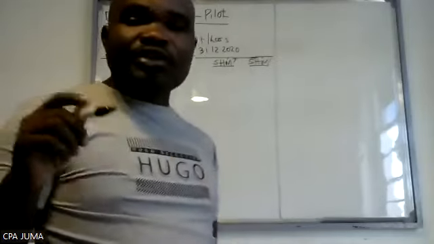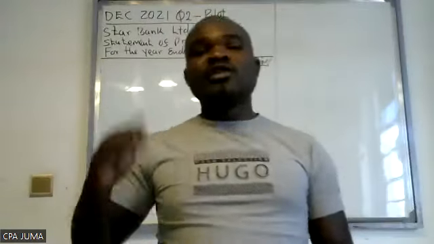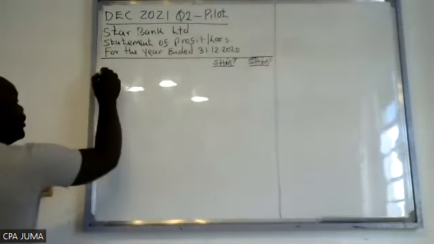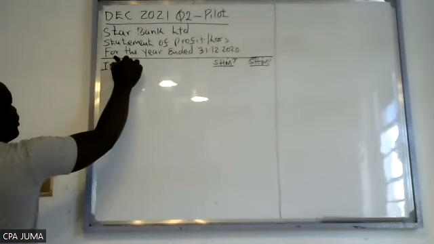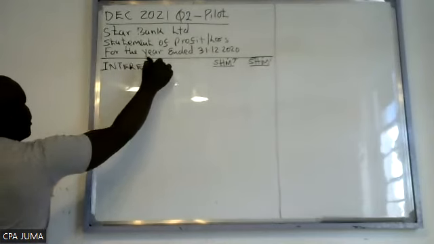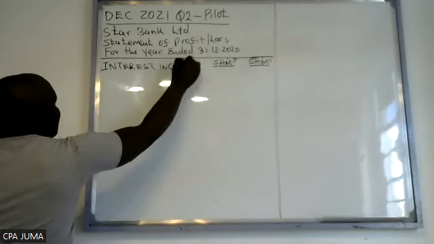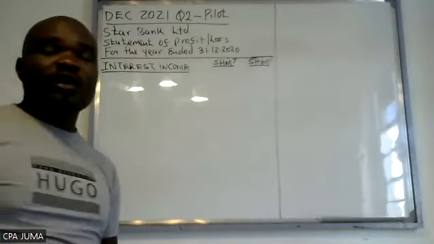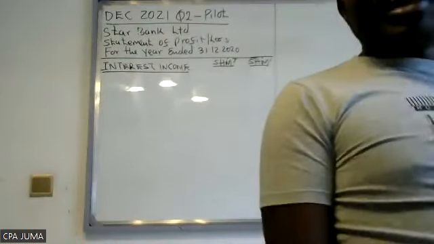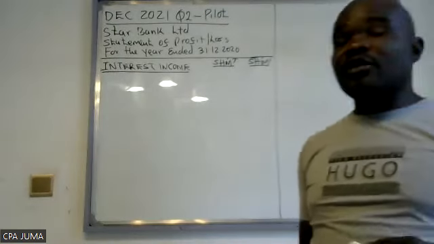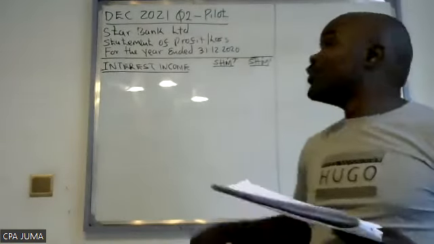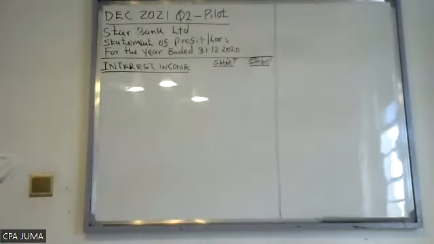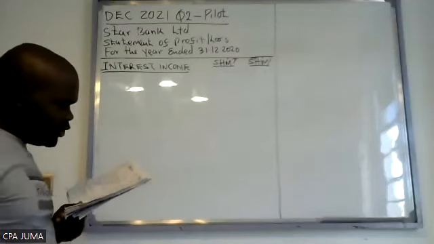Now, the main source of income for these banks is the interest. So you write here, interest income. When you do a bank, you start with the interest income. That is the format dictated by IAS number 30 on banking. So interest income, now let's check on our schedule, top down, to avoid omission.